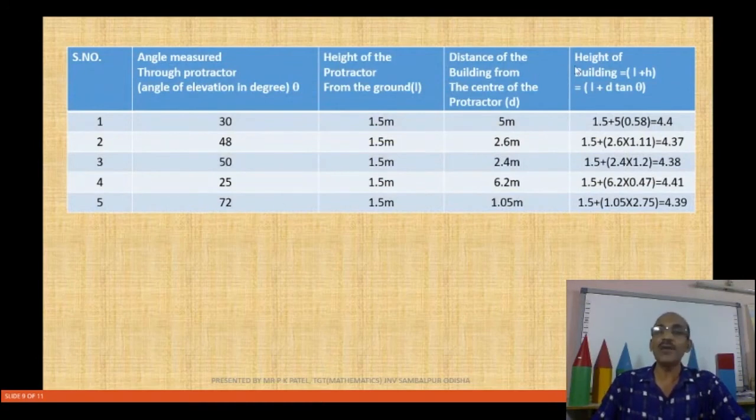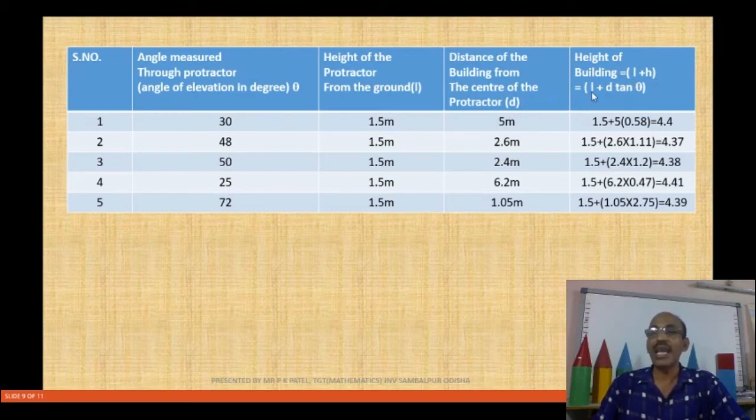These are the values: serial number, that is first position, second position, third position, fourth position and fifth position, and the angle measured from the first position, that is 30 degrees. Then the height of the protractor from the ground is 1.5 meter. The distance of the building from the center of the protractor is 5 meter. Using all these, we have to calculate the height of the building, that is L plus h.